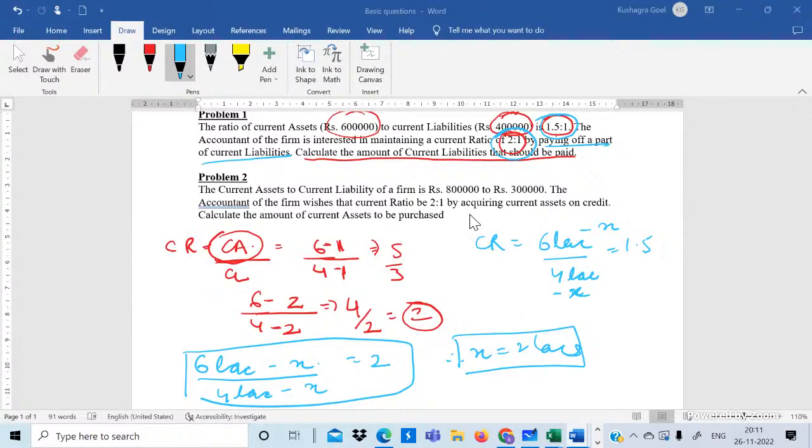Now try the second one and then we'll take a break. They're saying the current assets to current liabilities of a firm is 8 lakh to 3 lakh. The accountant of the firm wishes the current ratio to be 2:1 by acquiring current assets on credit. Calculate the amount of current assets to be purchased on credit.